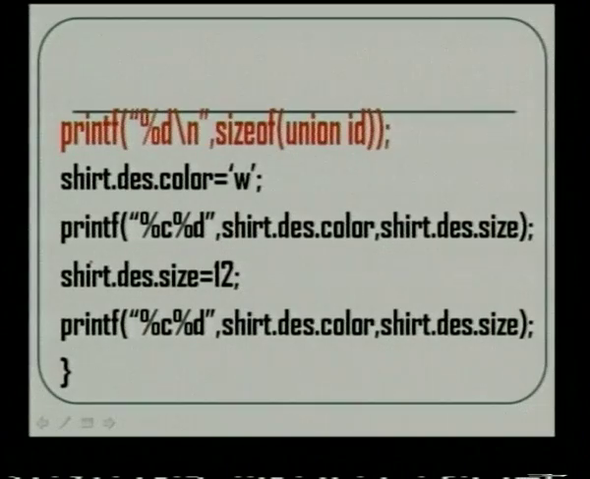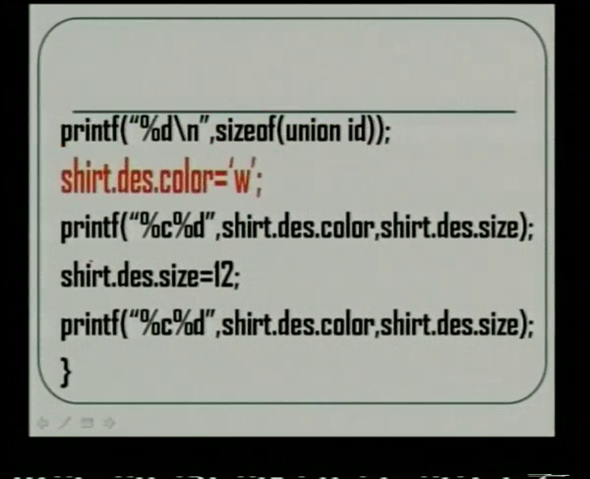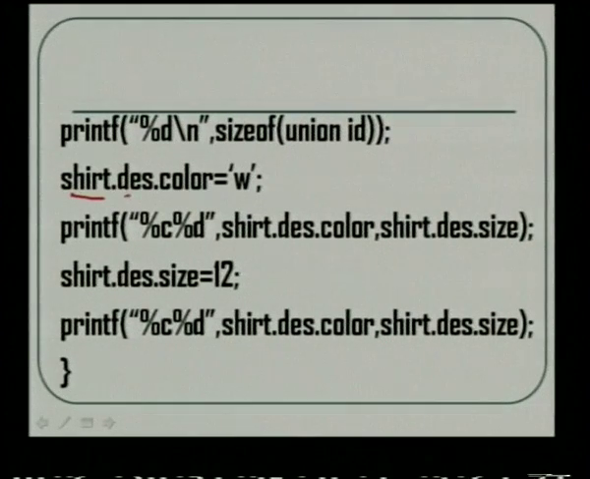So, first we have obtained the memory allocated for the union. Next we are initializing the value for the member of a union. Color is a member of a union, des is the variable of the union, shirt is a variable of the structure. So, because the union is present inside the structure, using the variable of the structure shirt, we are accessing the variable of the union des and the member of the union, and assigning a value, say w.